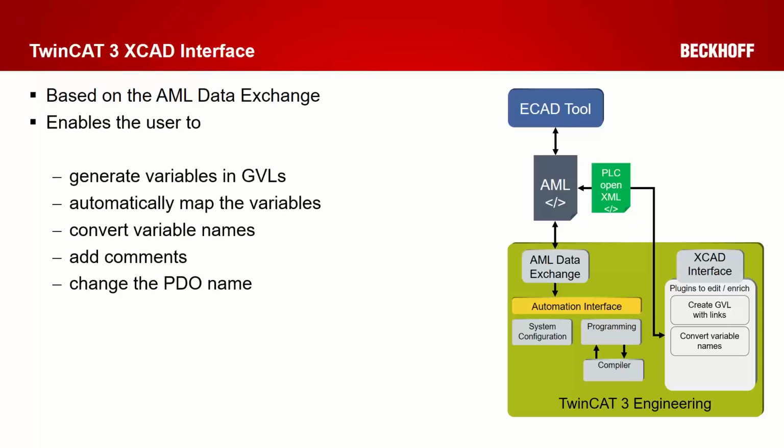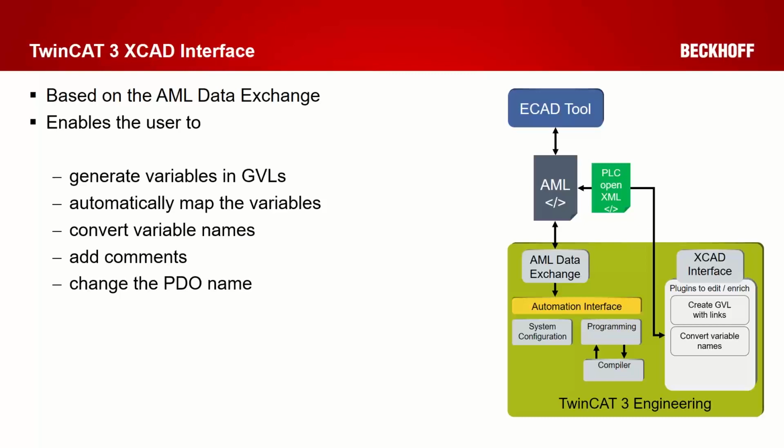In addition, we can also change automatically the PDO name. So as an example, for an EL1008, we have channel 1, channel 2, channel 3, and underneath those channels, we do have this input, and this is the PDO actually. And this can be renamed according to the tag name or the name which is used for the variable which is linked. So in this case, we can add additional information also on the IO topology side to make it easier to understand what those channels are actually used for.